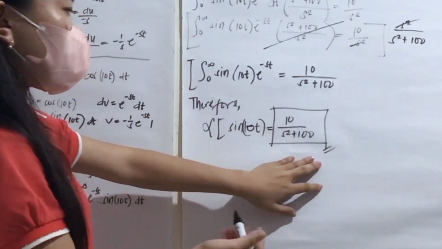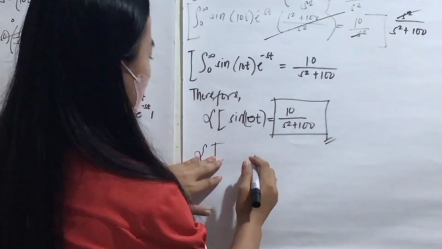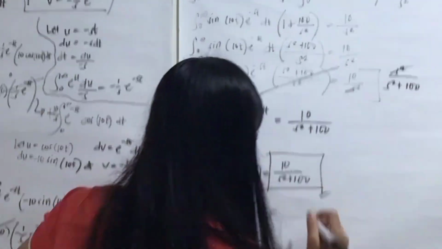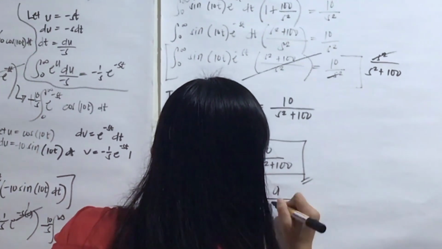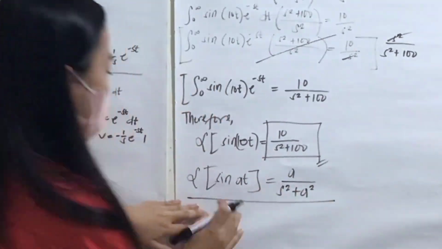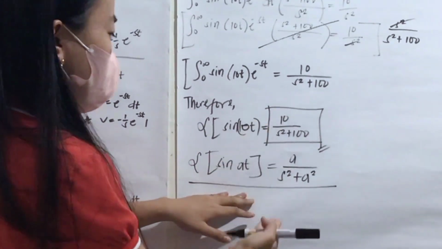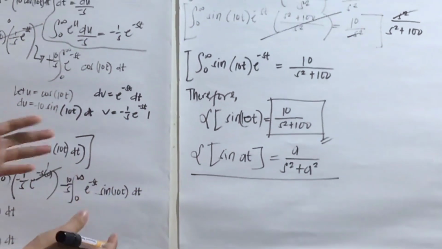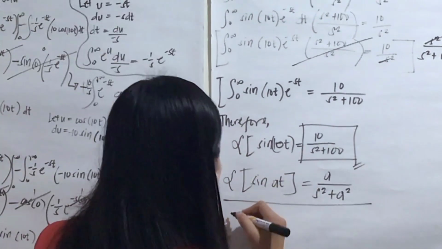But what does this equation try to tell us? So for example, we had sine at, and it will result to a over s squared plus a squared. So this equation is our formula in order for us to find the Laplace transform value easily. But I'm trying to show you the complete step-by-step process in order for us to come up with this formula. So I will give you some examples.